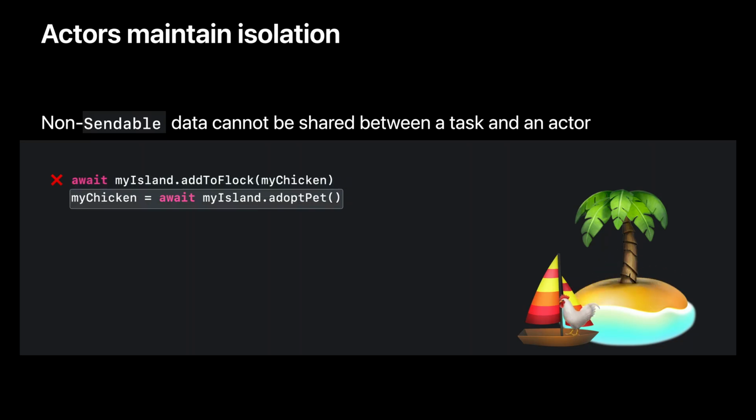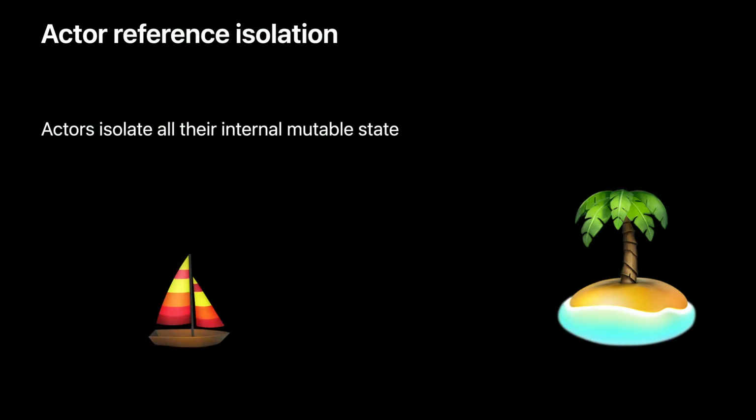Similarly, if we try to adopt a pet chicken from the island and take it away on our boat, Sendable checking ensures that we cannot create this data race. Actors are reference types, but unlike classes, they isolate all of their properties and code to prevent concurrent access. Therefore, having a reference to an actor from a different isolation domain is safe. It's like having a map to an island. You can use the map to go visit the island, but you still need to go through the docking procedure to access its state. Therefore, all actor types are implicitly sendable.